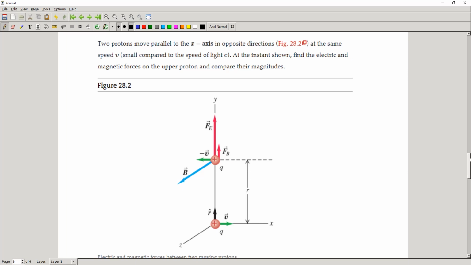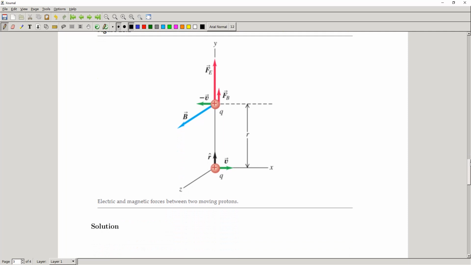Okay. So we have our lower proton moving off in this direction. It's generating some sort of magnetic field that's been drawn in here for us. And we have our upper proton moving in this direction. There's going to be an electric field that it's going to feel, because these are both positive particles, right? So we still have to consider the electric field between the two, and this is going to result in an electric force that's going to be repulsive. So it's going to be electric force in this direction.